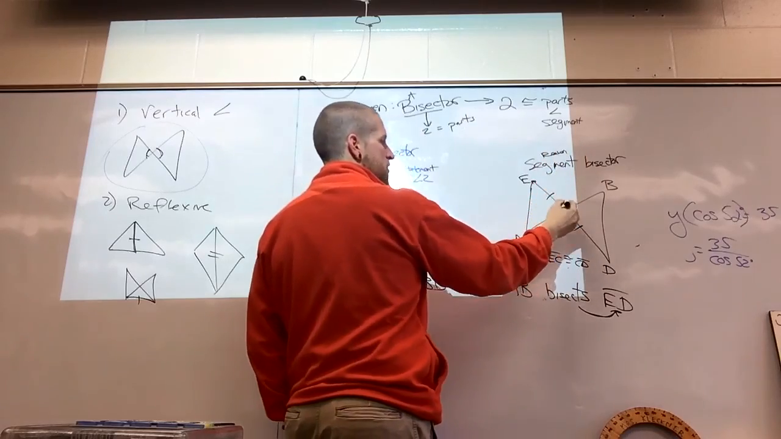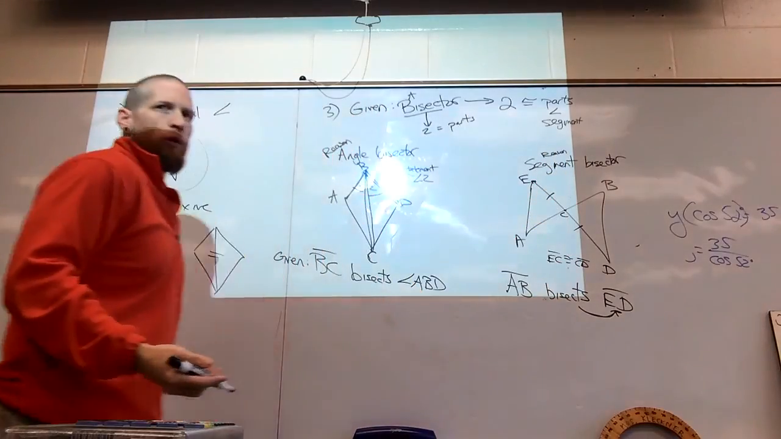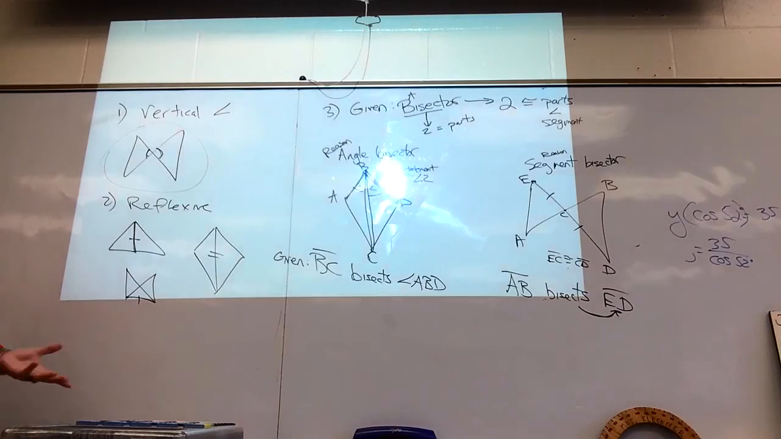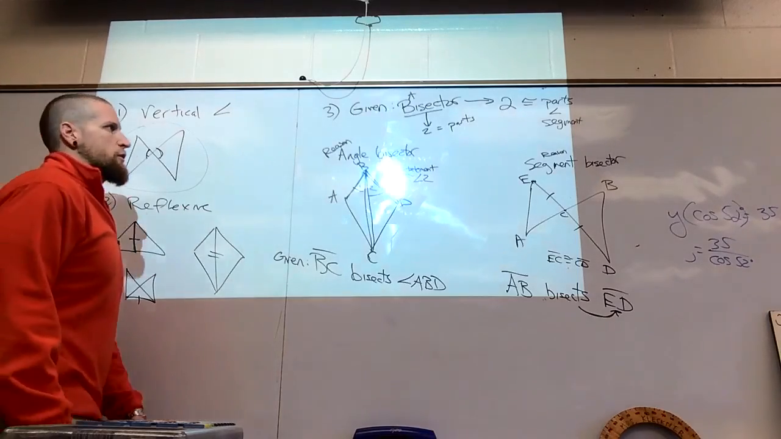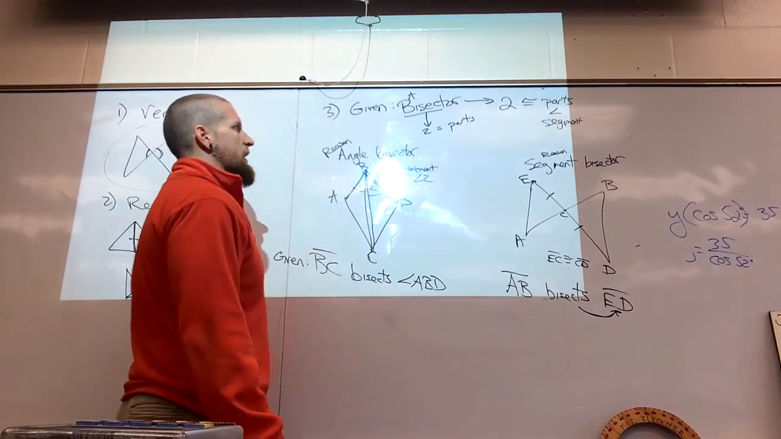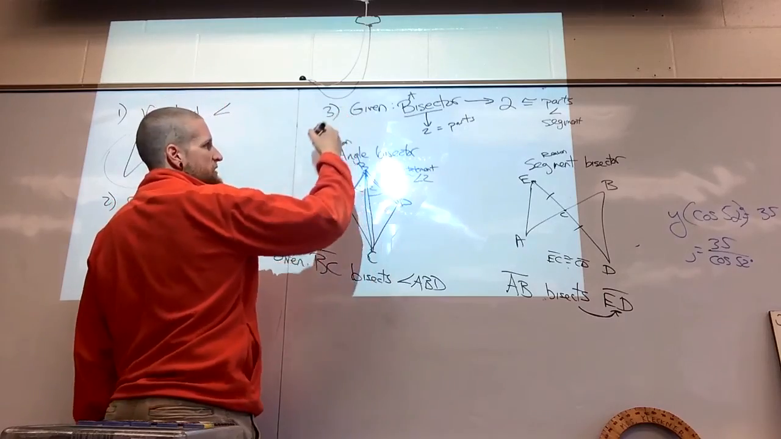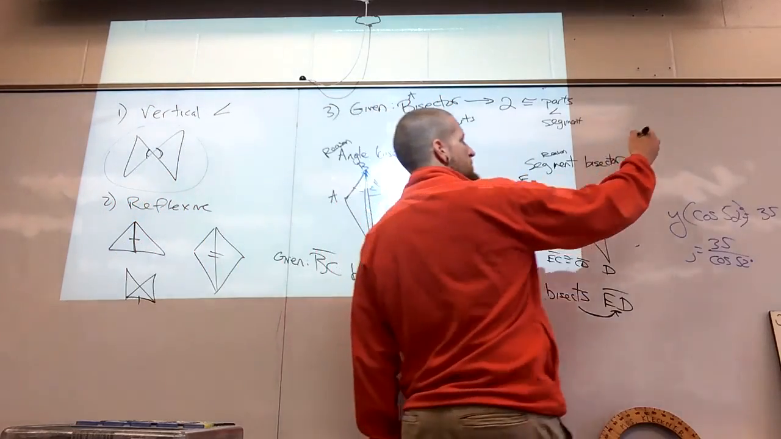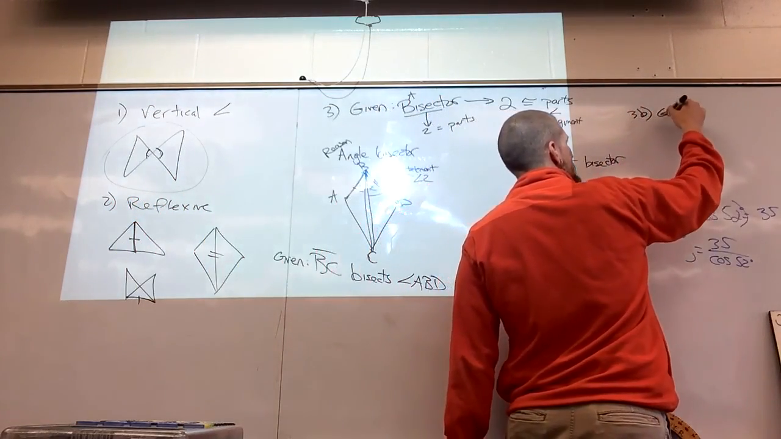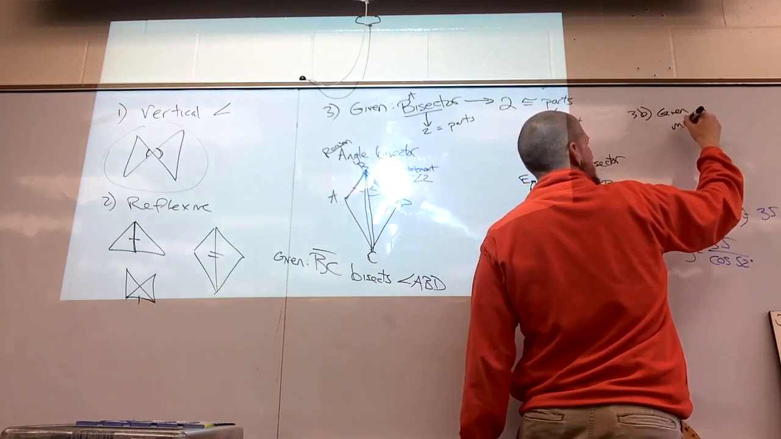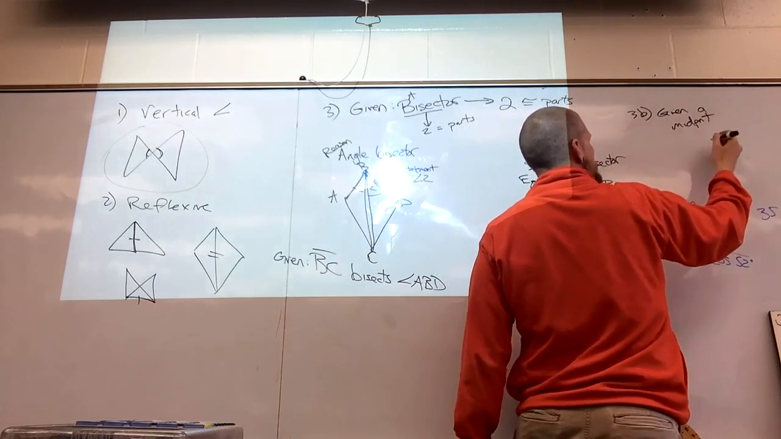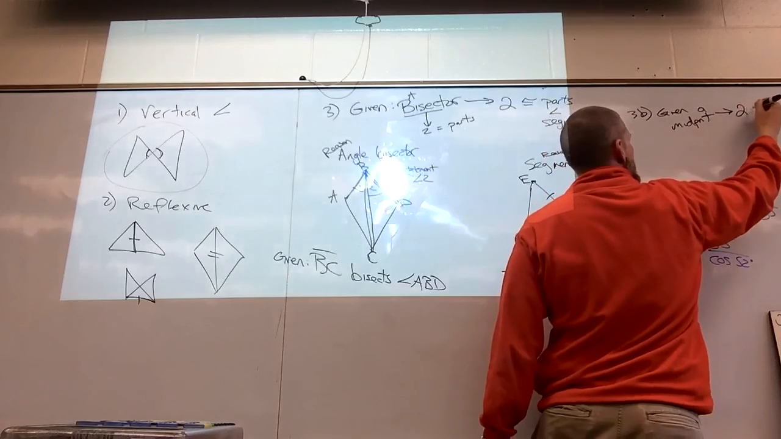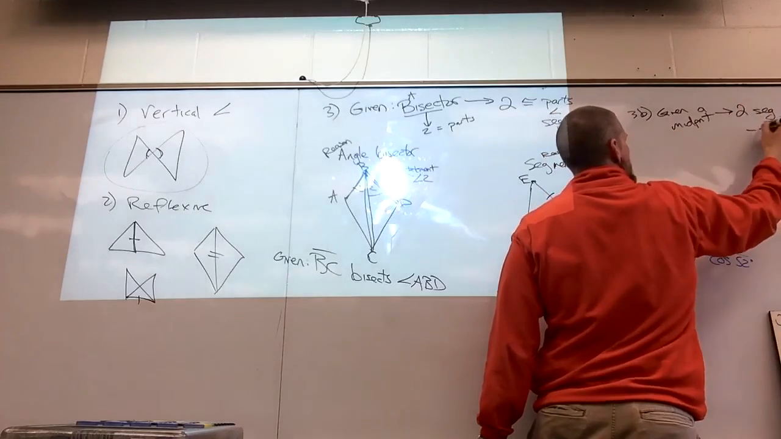Another thing that'll come up just like this is they could say C is a midpoint. If they say something's a midpoint, that means it's in the middle, therefore it's going to split things in half. If you wanted to add it to the common properties, you could write it as like a 3B. If you're given a midpoint, that's going to lead you to two segments being congruent.